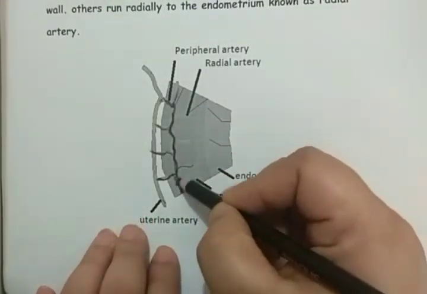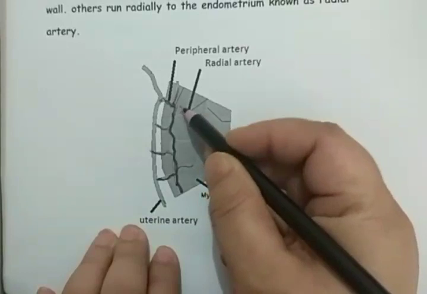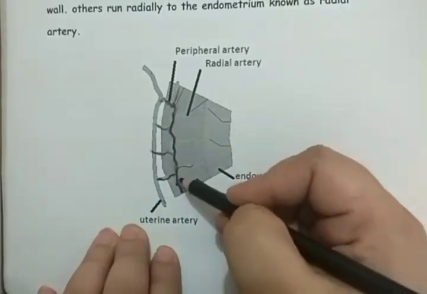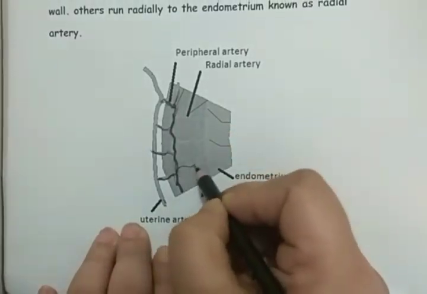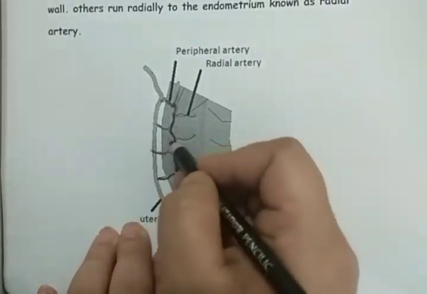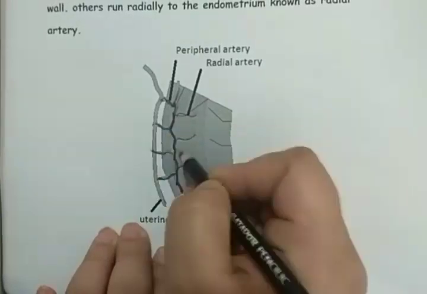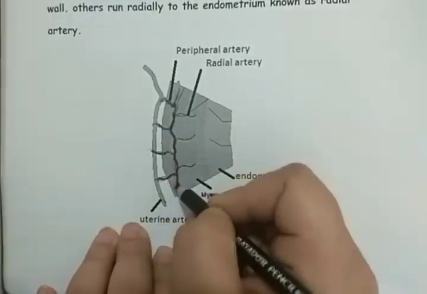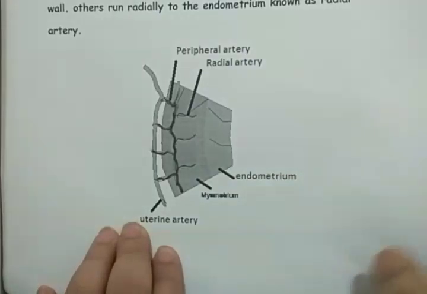So this is the arcuate artery. It is located in the middle 1/3 of the myometrium, and it gives radial branches, and it also gives some peripheral branches which supply the outer 1/3 of the myometrium.